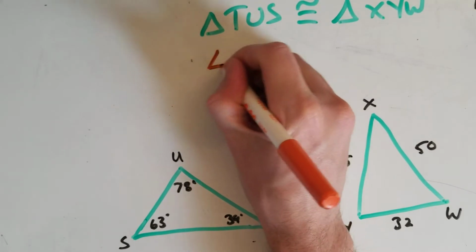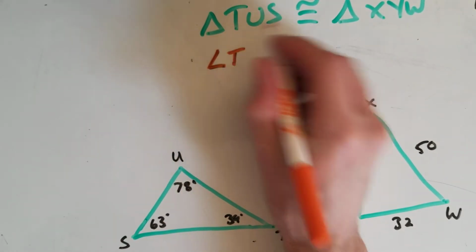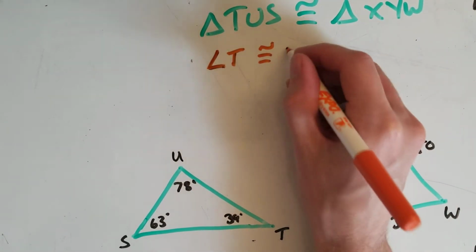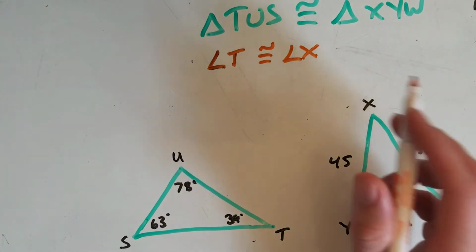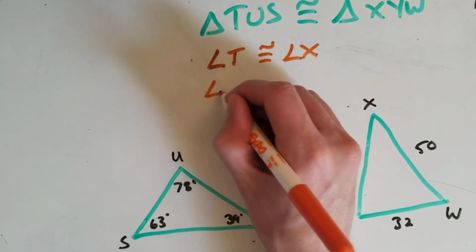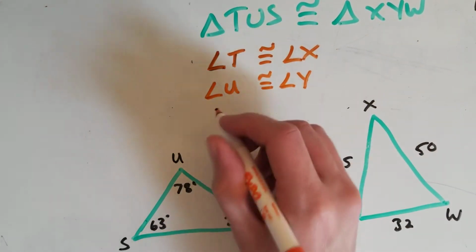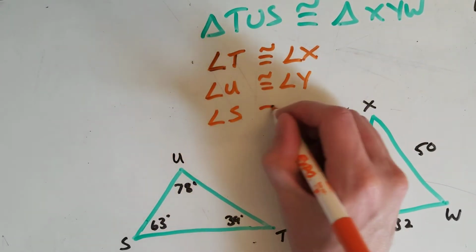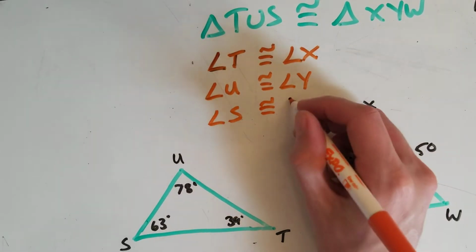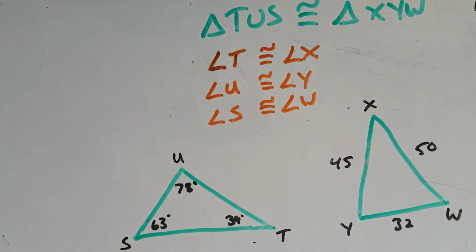So we know angle T is going to be congruent to angle X. And I like to list all this information, it'll help a little bit. Angle U corresponds with angle Y, so it's going to be congruent to angle Y, and angle S corresponds with angle W, so it'll be congruent to angle W. And our goal here is to find all the missing pieces of information, so all the missing measurements. So we'll start with the angles.